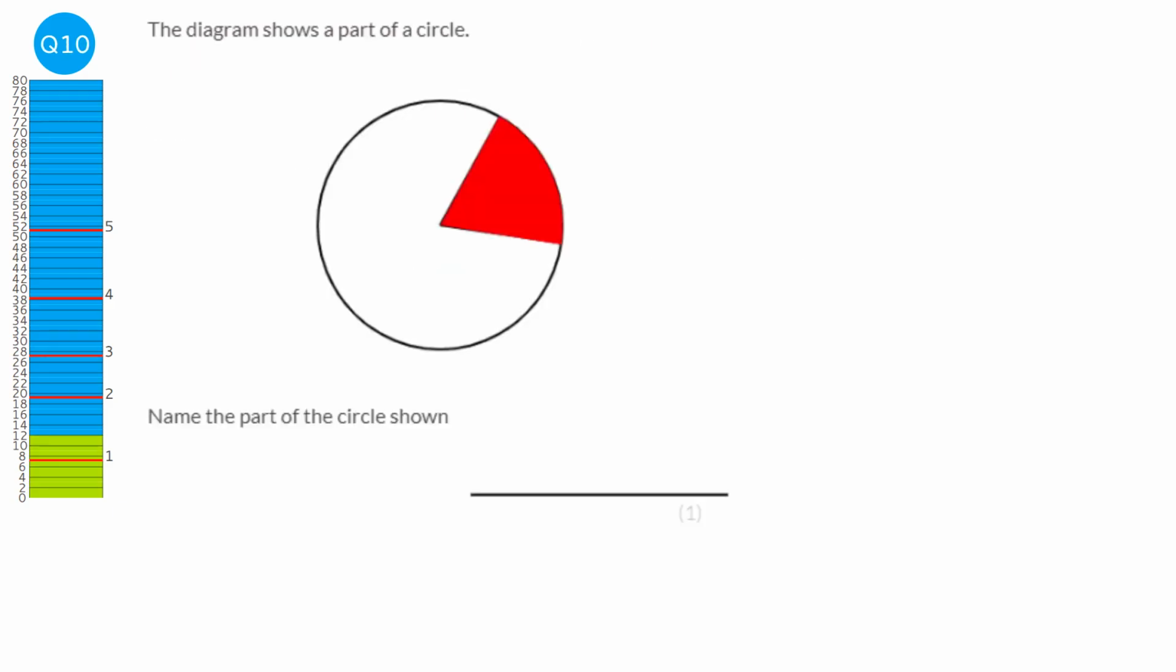So you do need to know the parts of a circle. The full distance around the circle is called the circumference. If you've got a little bit of it, it's an arc. A line across it is a chord, and the part that's trapped in there is called a segment. A line across the circle going through the centre is a diameter. A line just going to the centre is a radius. A line that touches the circle at just one point is a tangent. But in this case, we have a sector.